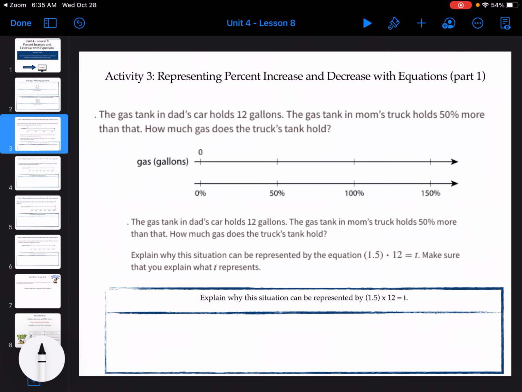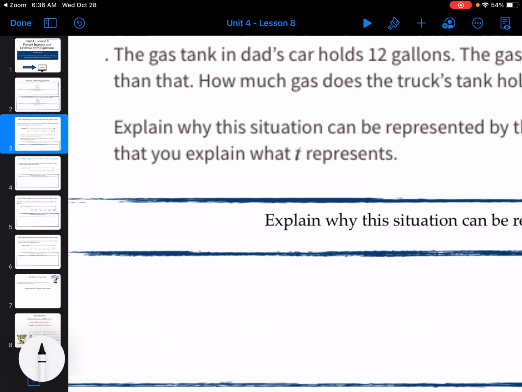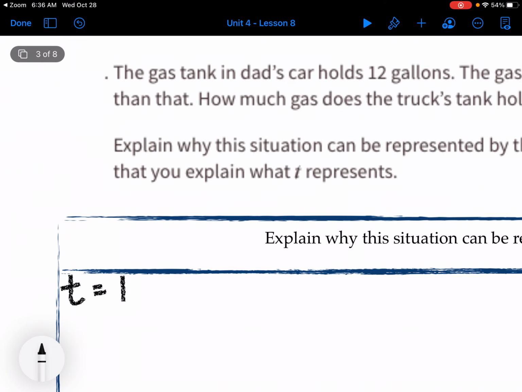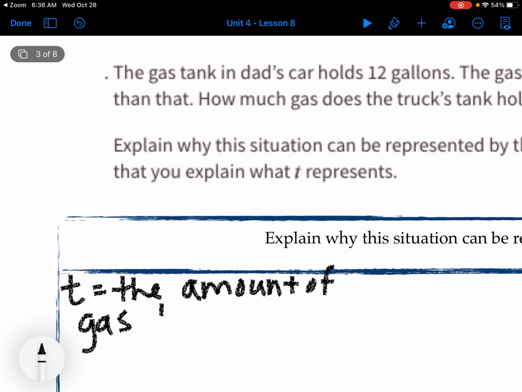All right, let's take a look at the next one. So this is just like yesterday. The gas tank holds 12 gallons of gas, and we figured out that they were counting by sixes. They ask why the situation can be represented by 1.5 times 12 equals T, and to explain what T represents. So T represents the amount of gas the truck holds.